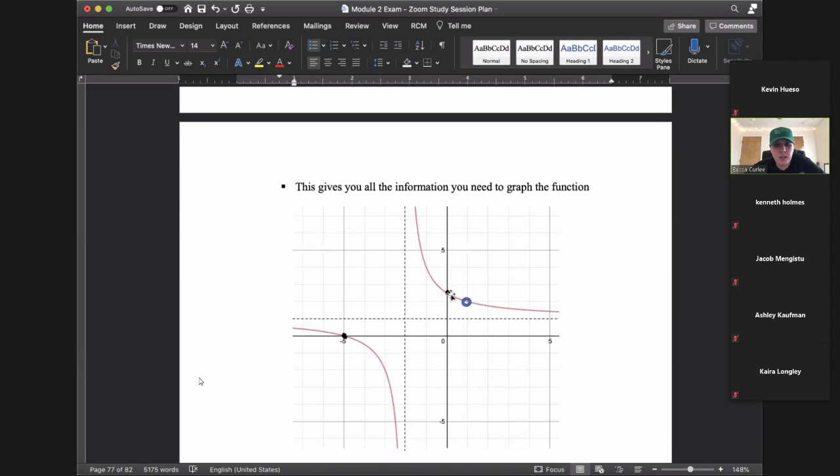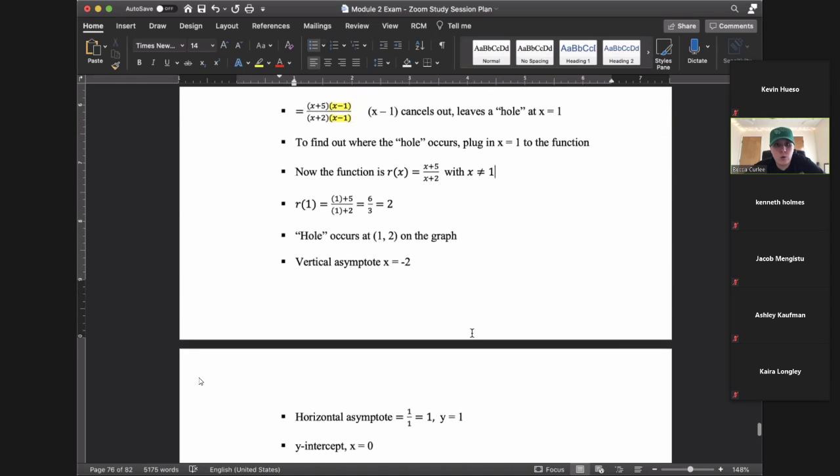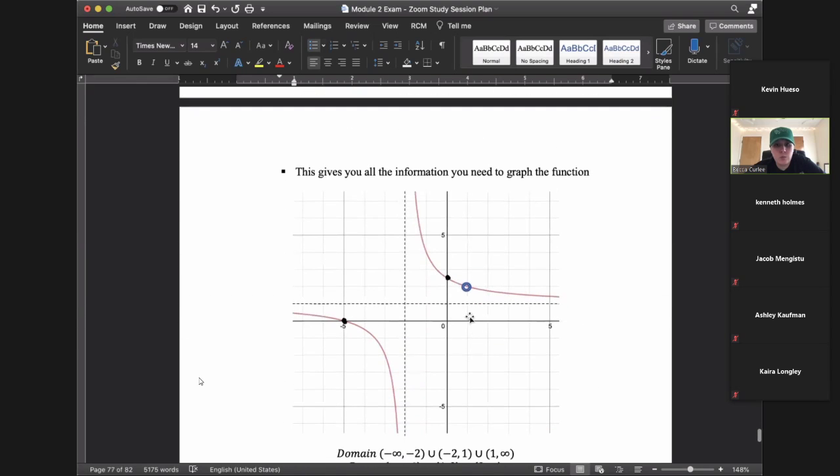And if you've got your y-intercept, you've got your hole right here at, what was it? Where did we say the hole was at? The hole occurs at (1, 2) on the graph. So there's going to be a hole right there on the graph.